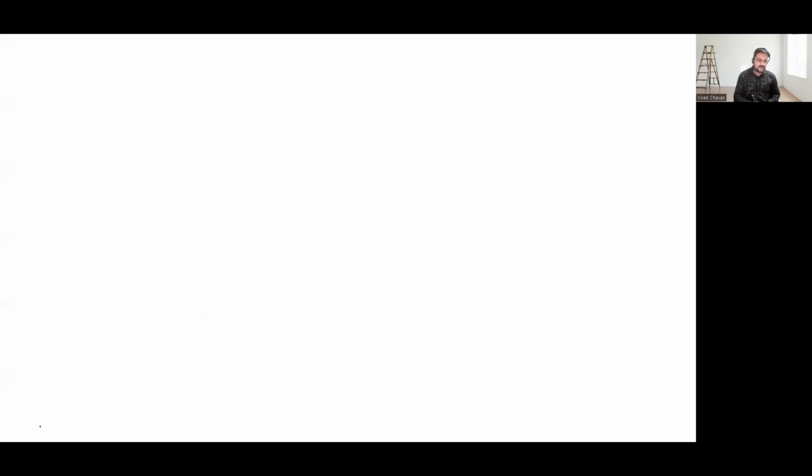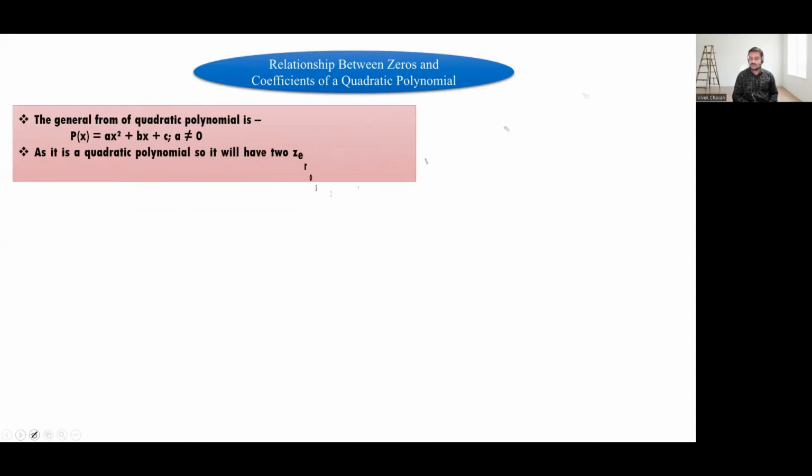Okay, that is very, very important from the exam point of view. So it was like this. The general form of a quadratic polynomial is ax square plus bx plus c is equal to 0. Sorry, where a should not be equal to 0. As it is a quadratic polynomial, it will have two zeros. The first zero we named alpha, and the second zero we named beta.